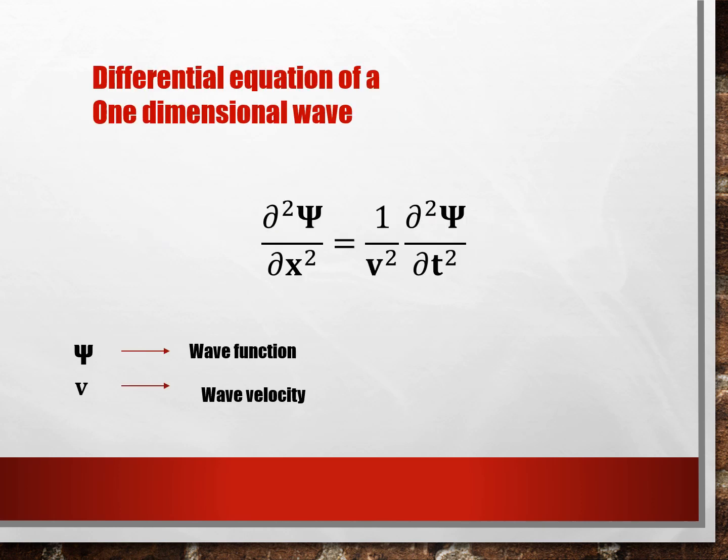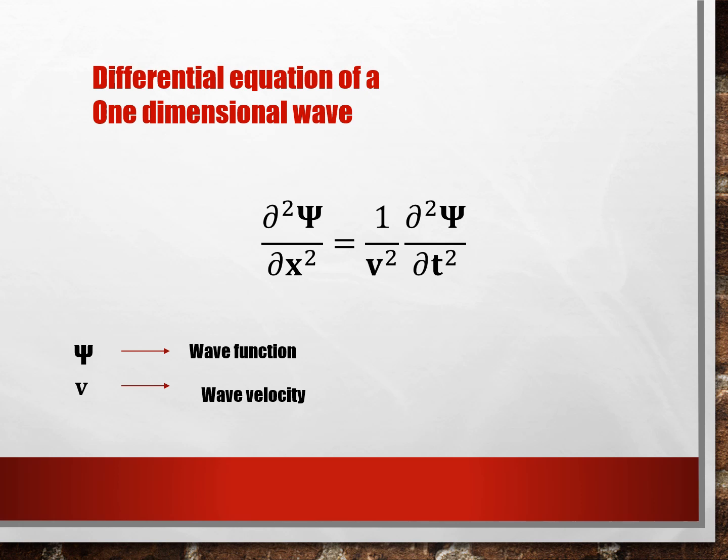Now coming back to the differential equation of a one-dimensional wave given by ∂²ψ/∂x² = (1/v²) ∂²ψ/∂t². Since this is a one-dimensional case, we have only the variables x and t, that is the position coordinate x and time t. Psi is the wave function and v is the velocity of the wave.